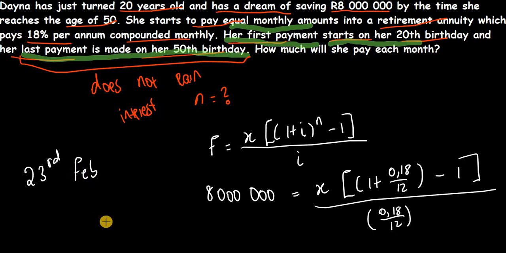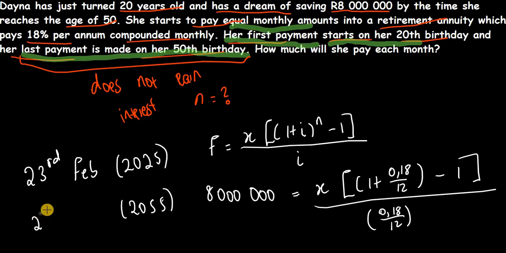Now, this is 2025, right? Obviously, from 20 years to 50 years, that's 30 years from now. So if we say 2025 plus 30, we are looking at 2055. My birthday in 2055. Will I still be there?